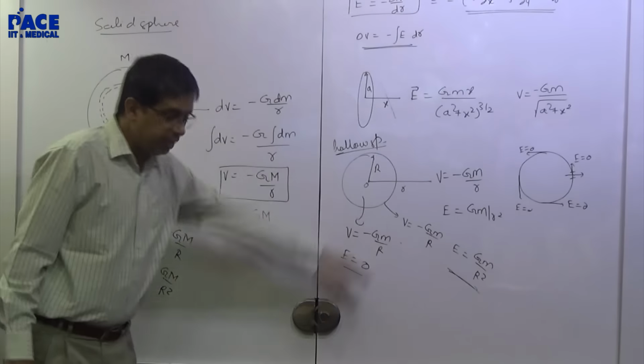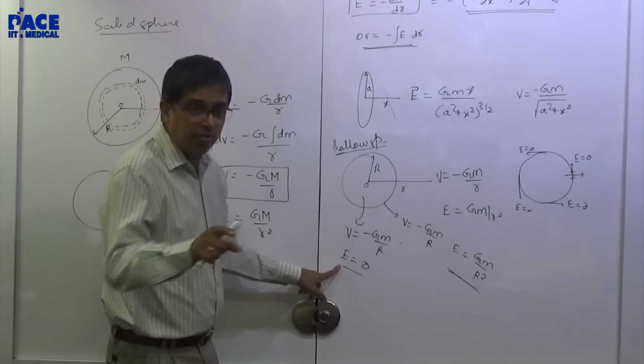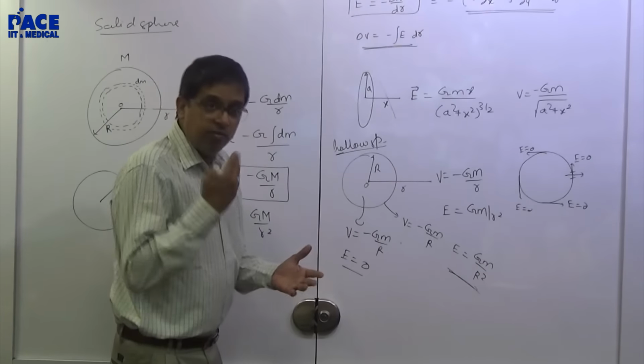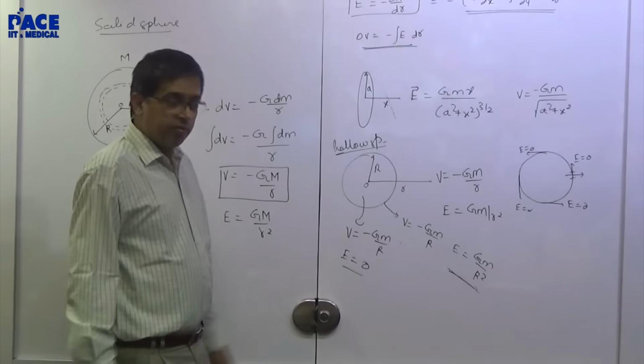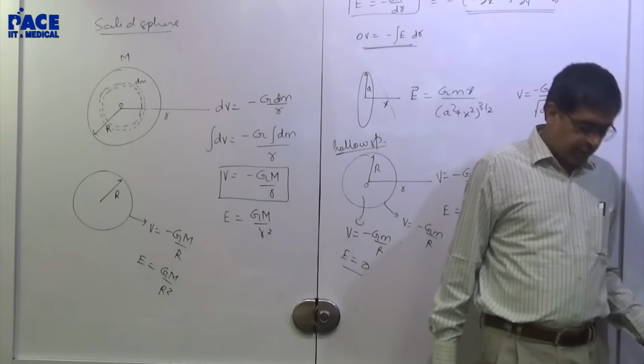I will solve it. I need the right hand side part of the board. Take it down. Sir, for a hollow sphere, the inside part will be 0, no? Obviously. For a hollow sphere, the inside part will be 0 means what will be 0? E will be 0. Field will be 0. Field, don't tell me E. Field. Right?